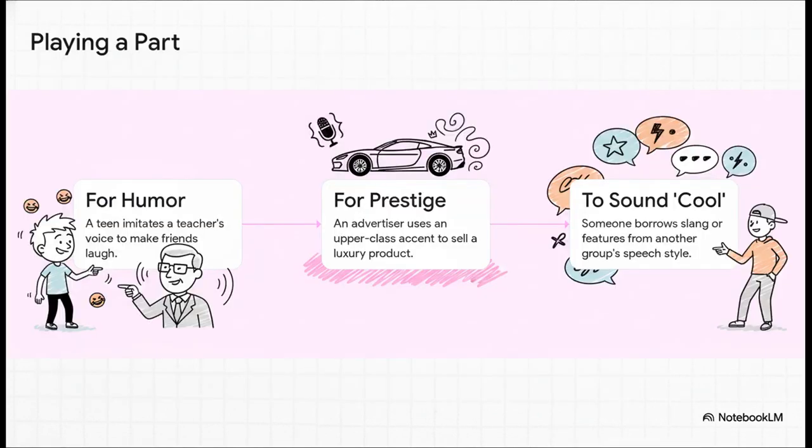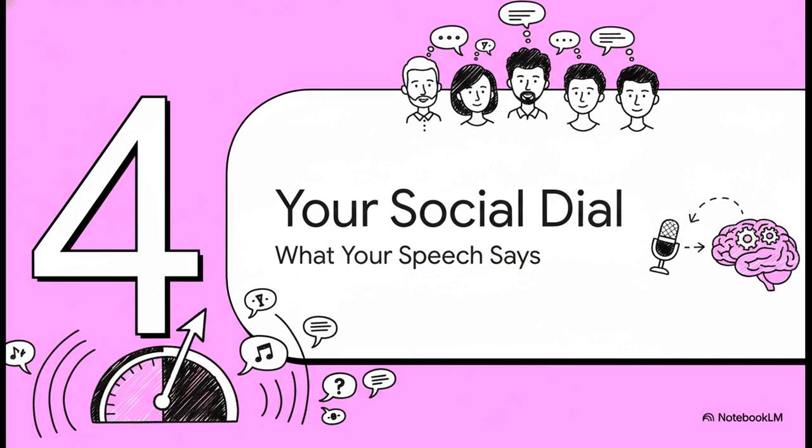So what does that actually look like? Well, it could be as simple as a teenager perfectly imitating their teacher to get a laugh from their friends. Or think about an ad for a luxury car. They almost always use this super sophisticated prestige accent, right? Or maybe it's someone trying to sound cool or authentic by borrowing slang from a group they're not a part of. In every one of these cases, you're not just talking, you're putting on a performance. Okay, so when you put all these pieces together, you can see that this social dial of ours is always working, shaping how we connect, and telling the world who we are.